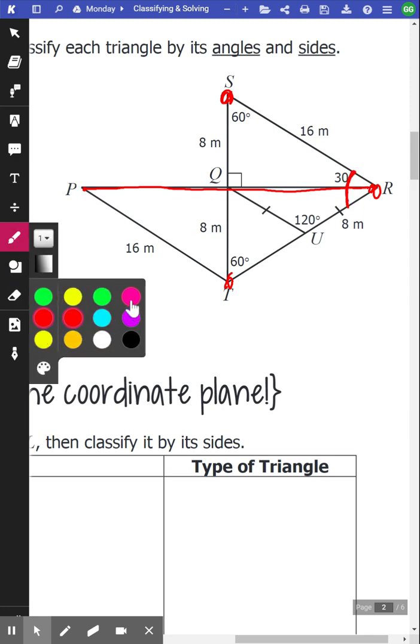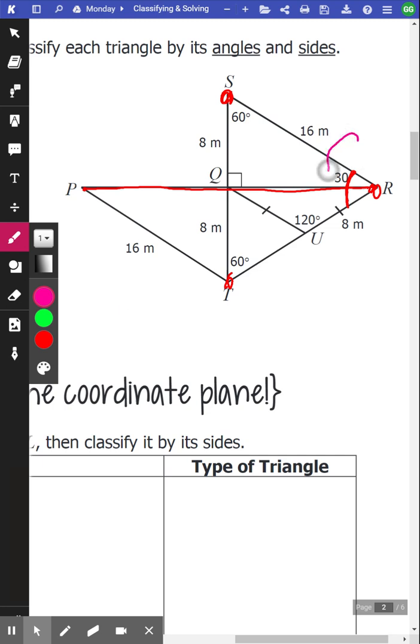I'm expecting you to understand if that's the case, if this angle is 30 degrees, we've just stated that this line right here is cutting this big one in half. So if this piece is 30, then this one also has to be 30 degrees. I'm going to label it 30.